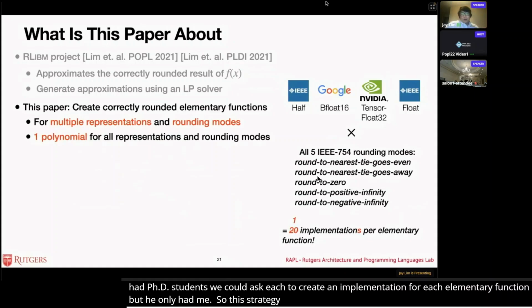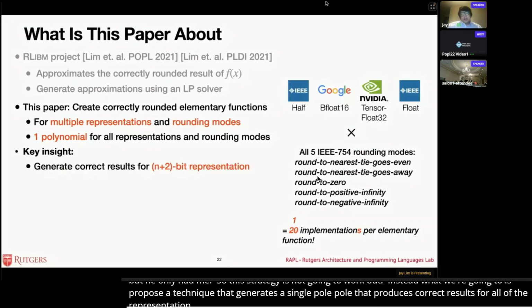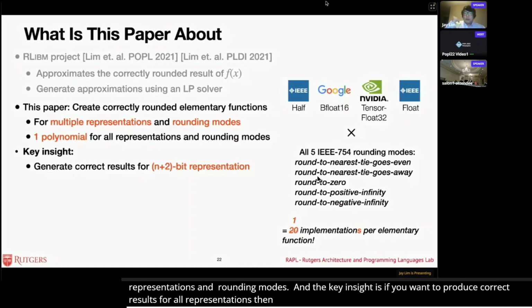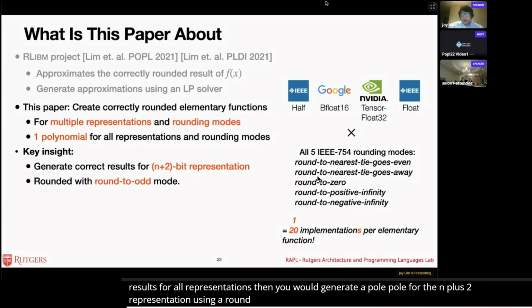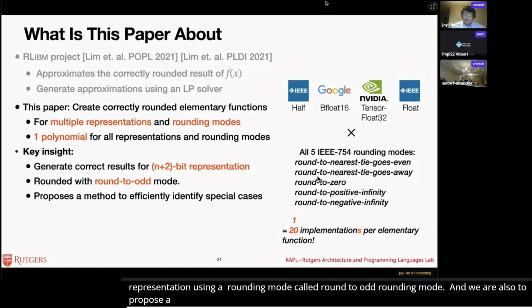Instead, we're going to propose a technique that generates a single polynomial that produces correct results for all of these representations and rounding modes. And the key insight is that if you want to produce correct results for all representations up to n bits, then you would generate a polynomial for the n plus 2 bit representation using a rounding mode called round to odd. And we're also going to propose a technique to efficiently identify special case inputs so that we can generate a more efficient polynomial.